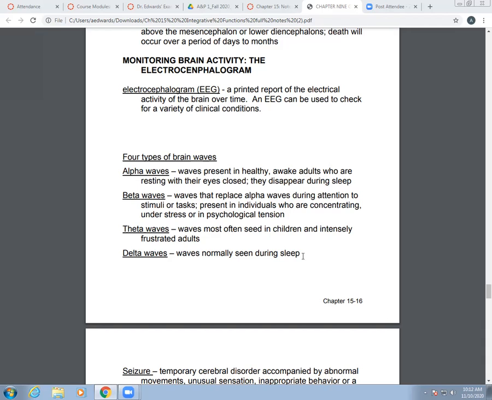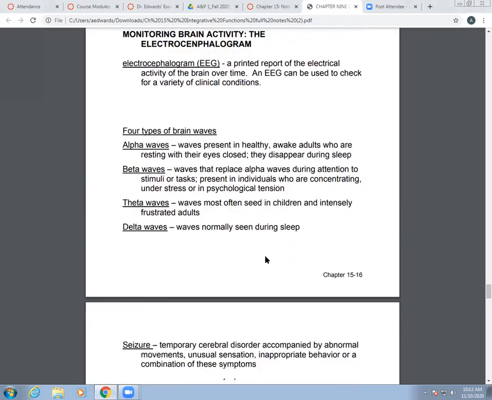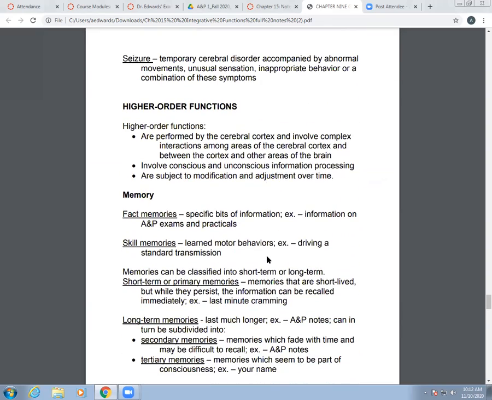Delta waves, this is what you see during sleep. Okay. So delta is when you're asleep, alpha is when you're awake and resting, beta is when you're awake and focused, theta is when you're a kid or when you're really upset. Okay. Or really frustrated.